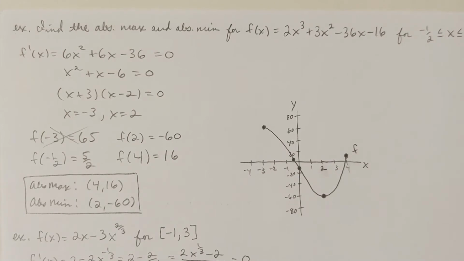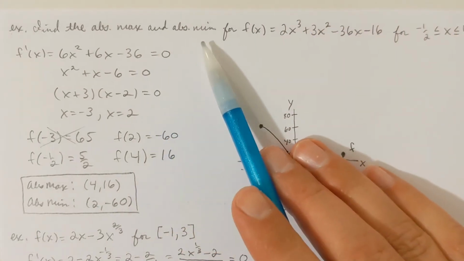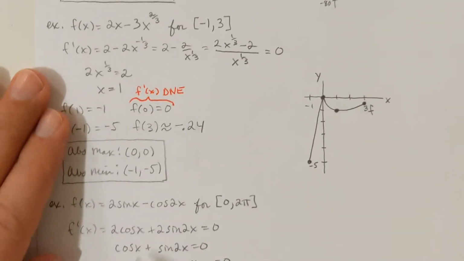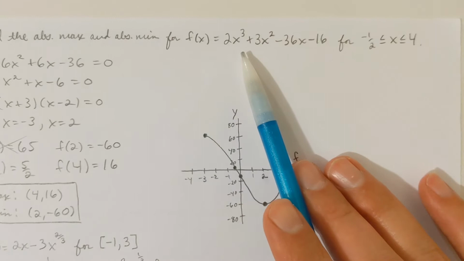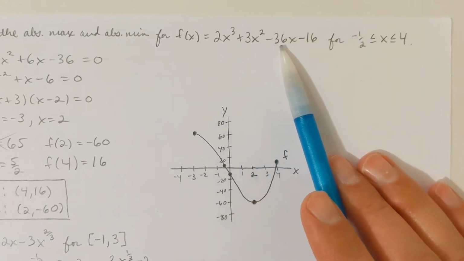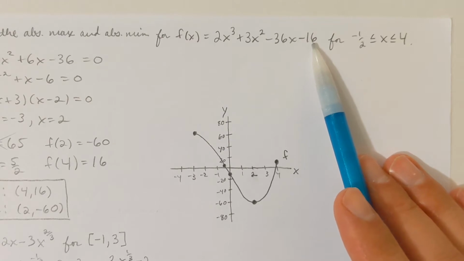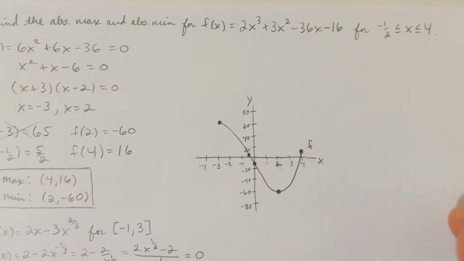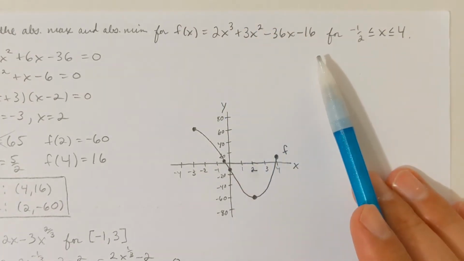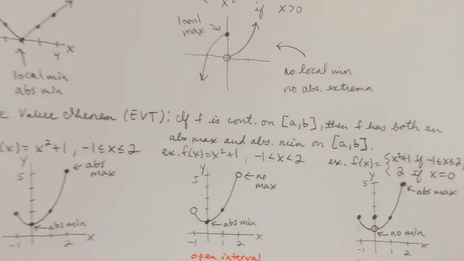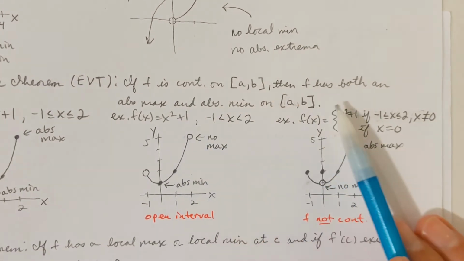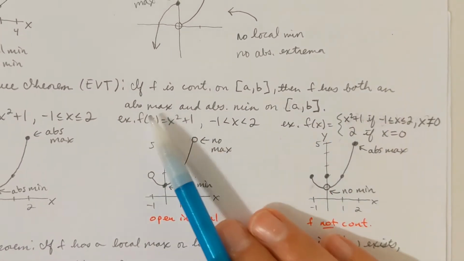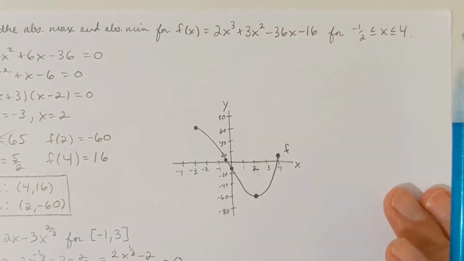In these examples, I would like us to find the absolute max and absolute min for the following functions here. So here's my first one. F of x is 2x cubed plus 3x squared minus 36x minus 16. I want to know the absolute max and absolute min on the interval -1/2 to 4. Okay, now that's a closed interval. I've got a continuous function. Polynomials are continuous everywhere. And so by the extreme value theorem, I know I'm guaranteed to have both an absolute max and an absolute min on the closed interval. All right, so I'd like to know those in this problem.